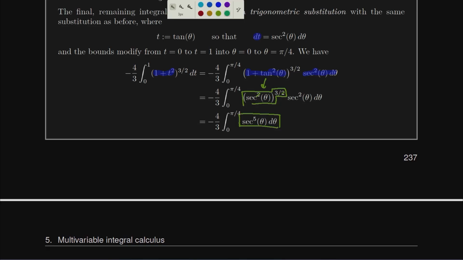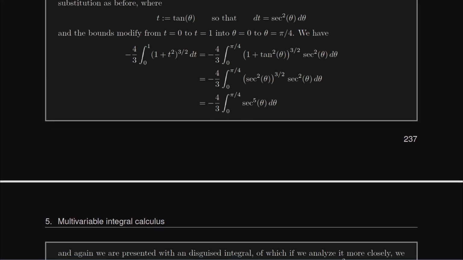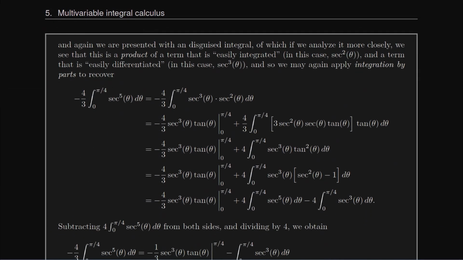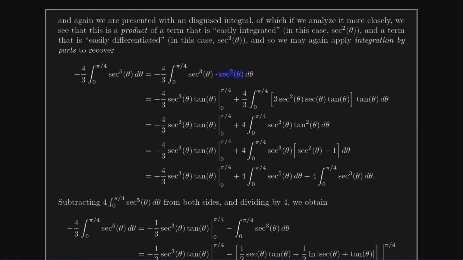Once again, these bounds were modified from 0 to 1. If I plug in a 0 for t, then theta also needs to be 0. But if I plug in a 1 for t, then theta needs to be pi over 4. So that's why I get pi over 4 in my upper bound. Okay, secant to the 5th. How are we going to tackle that? We're going to tackle it the same way we did before, because we still recognize that secant squared is once again easy to integrate, and secant cube is easy enough to differentiate.